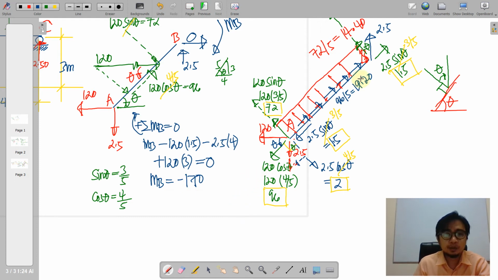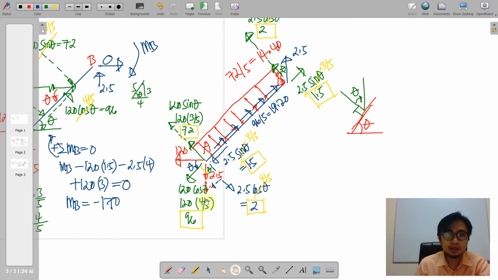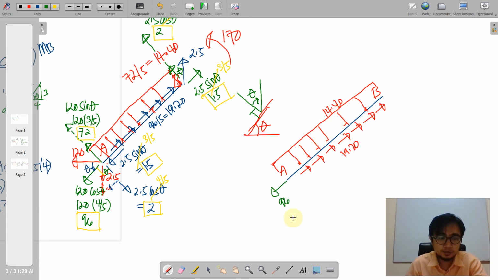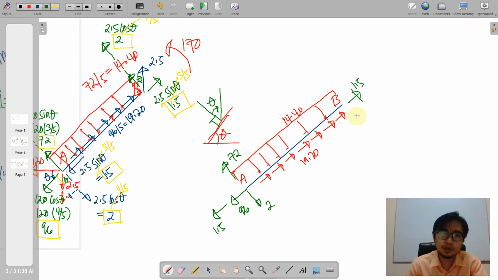So we are done with this diagonal member AB. We place the couple here, which is 170, and we can clean this figure. This is our AB: the perpendicular distributed load 14.4, the leftwards 96, the leftwards 1.5, the upwards 72, the downwards 2, the rightwards 1.5, the upwards 2, and then the couple here, 170.